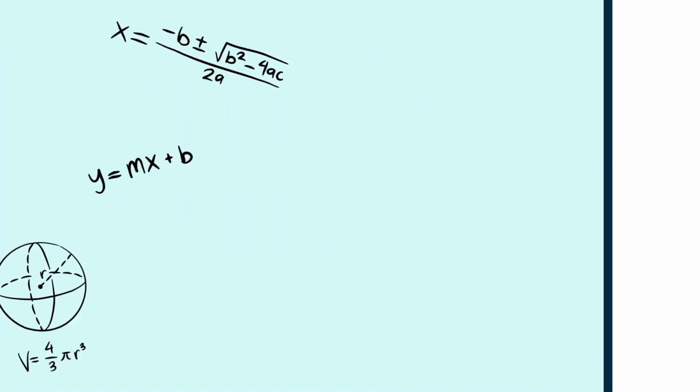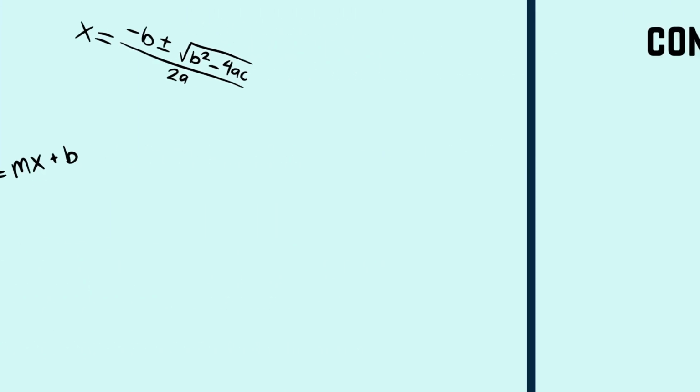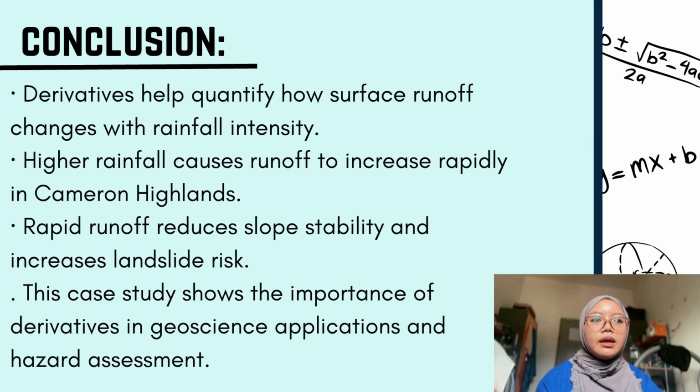To understand how runoff increases during heavy rainfall, we use derivative. By differentiating Q with respect to R, we obtain dQ over dR equals 0.004 R. This derivative represents the rate of change of runoff and helps us understand and quantify how change in rainfall can affect slope stability in areas like Cameron Highland.